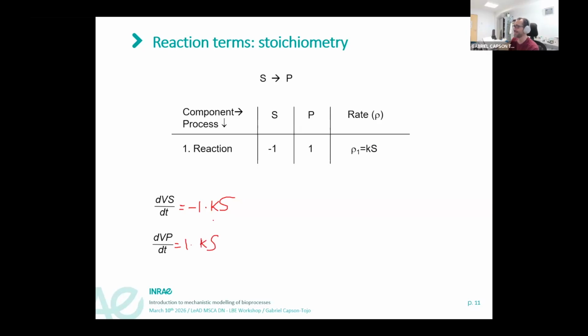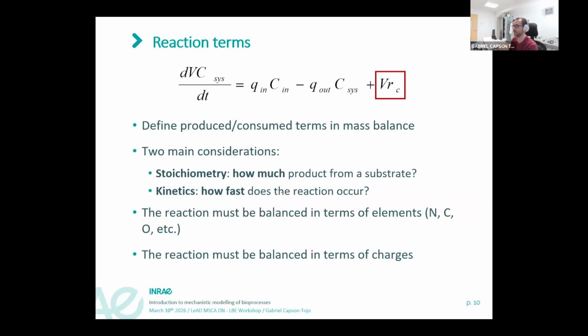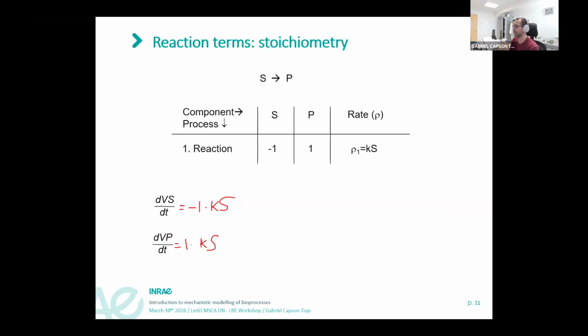The reason this is so useful is because here it is relatively easy to see, because you only have one reaction and 2 components. But when you start having 10 components and 6 reactions, knowing what you have to put here is not straightforward at all. If you look at the matrix, for S, you get all the rows where you have S with a stoichiometric coefficient and multiply that by the rate of each of the reactions. And that's going to be your reaction term.